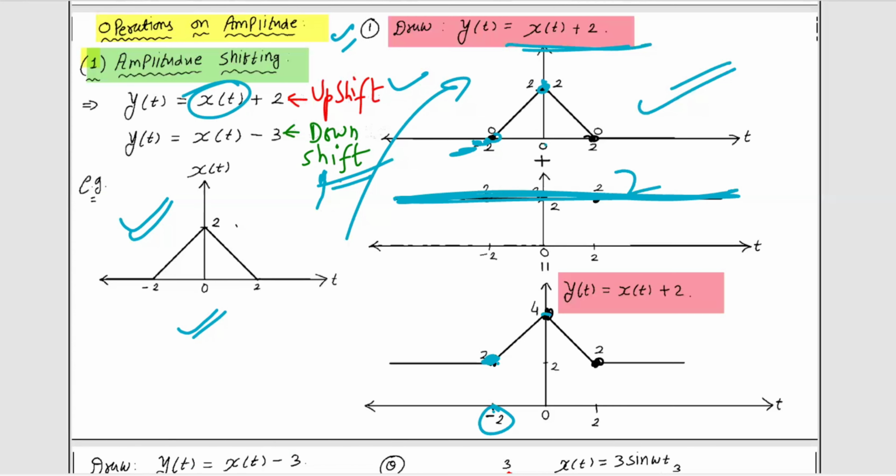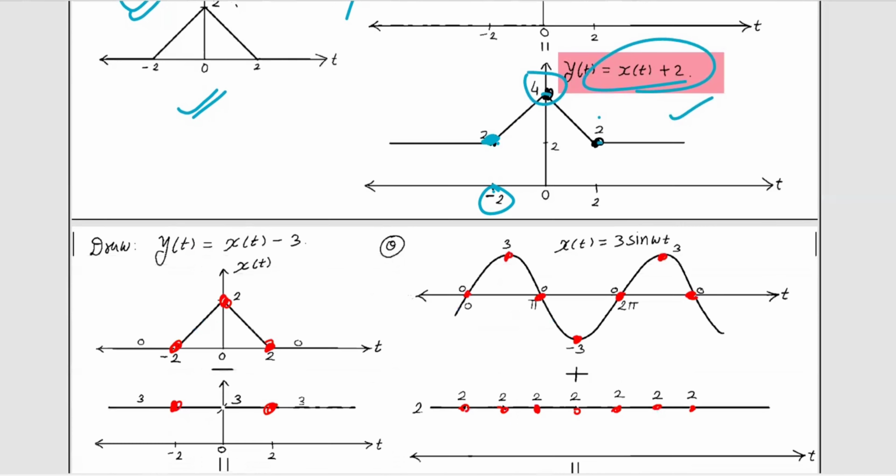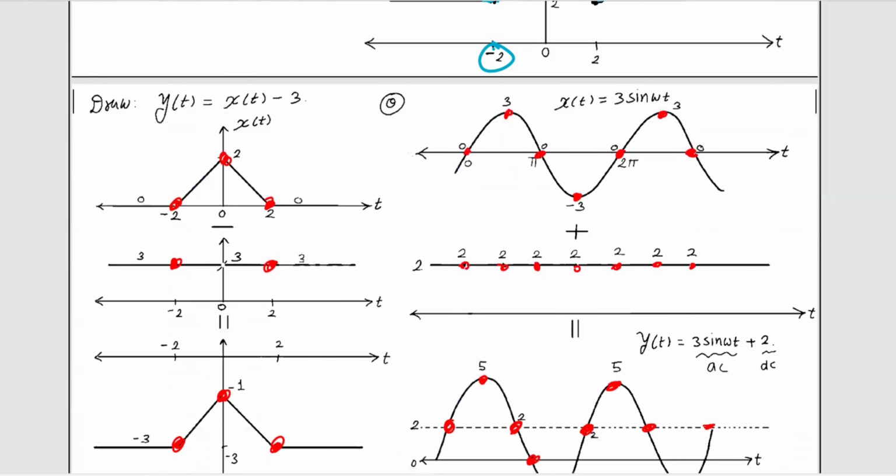Okay, at 0 this value is 2, and 2 plus 2 would be 4, and similarly at t equal to 2, this would be 0 plus 2, that would be 2. So this is how you convert this x(t) into x(t) + 2. This is nothing but upshift. Similarly, you can have downshift also. x(t) - 3 would be like this.